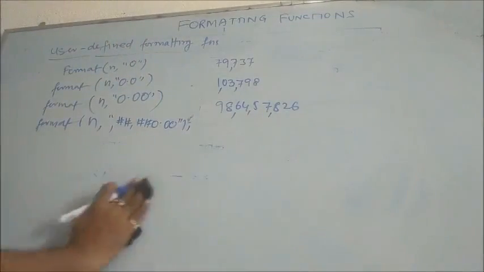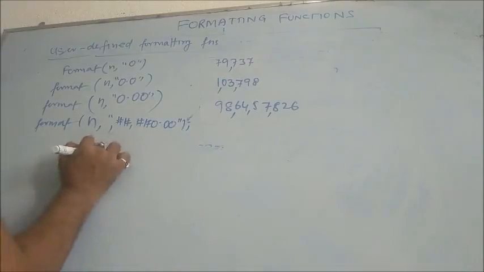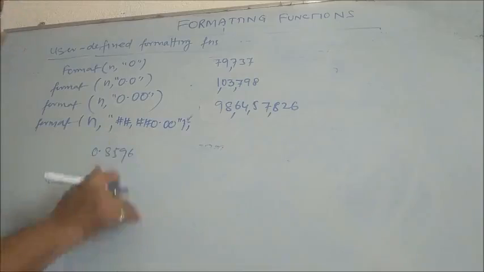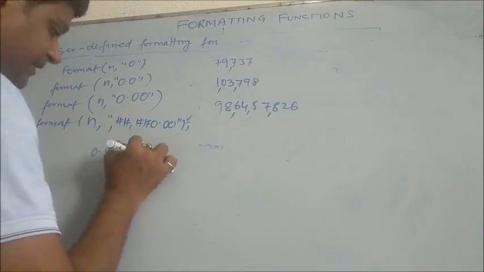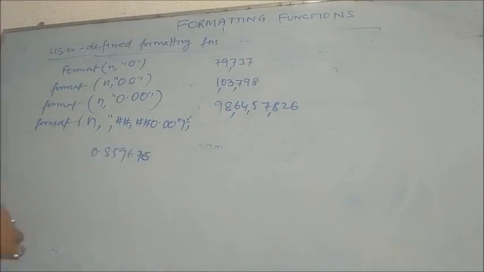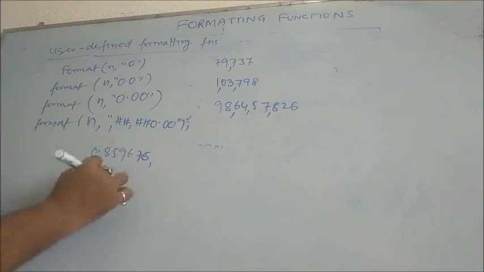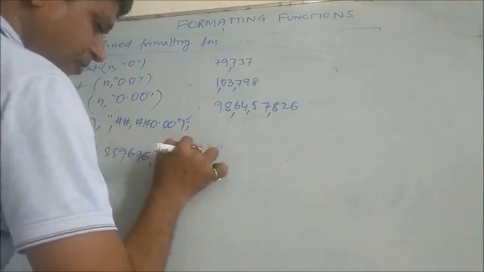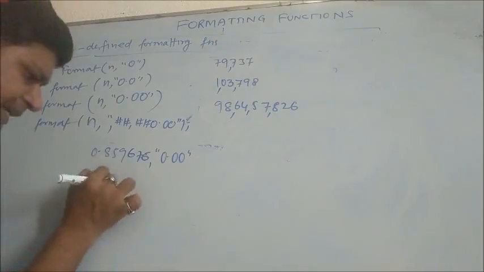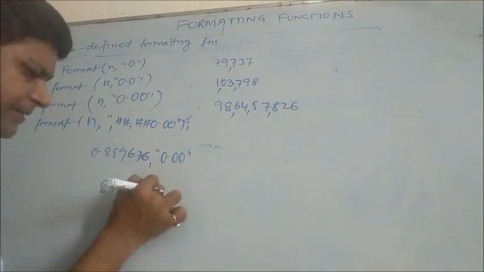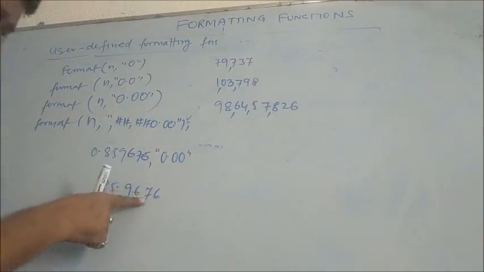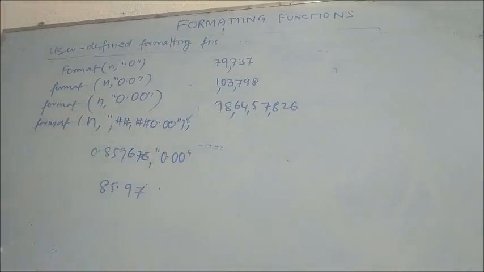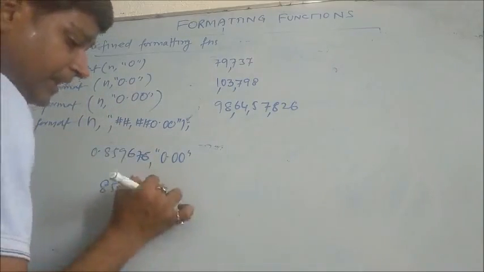Next, one more example we can take other than this. Suppose I have to take 0.859676. Suppose this number has to be displayed in 0.00%, right? So how will it be done? It will be 85.9676. So in 9676, this 7 will be rounded off, so the 6 will become 7. So 85.97% will be your final percentage.